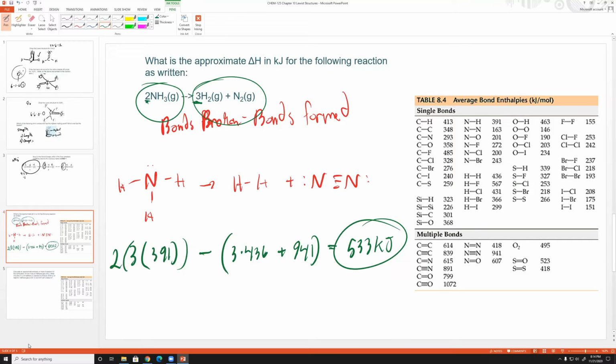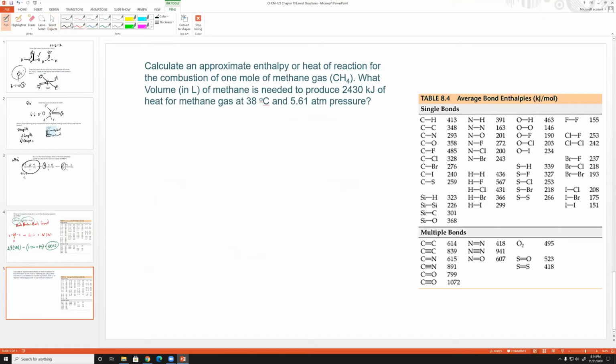All right, next one. This one's a great question. It has everything involved. So calculate the approximate enthalpy or heat of reaction for the combustion of 1 mole of methane. What volume in liters of methane is needed to produce 2,430 kilojoules of heat for methane gas at 38 Celsius and 5.61 atm? ATM is involved. That means, you know, gas laws are coming back, and that's exactly right.